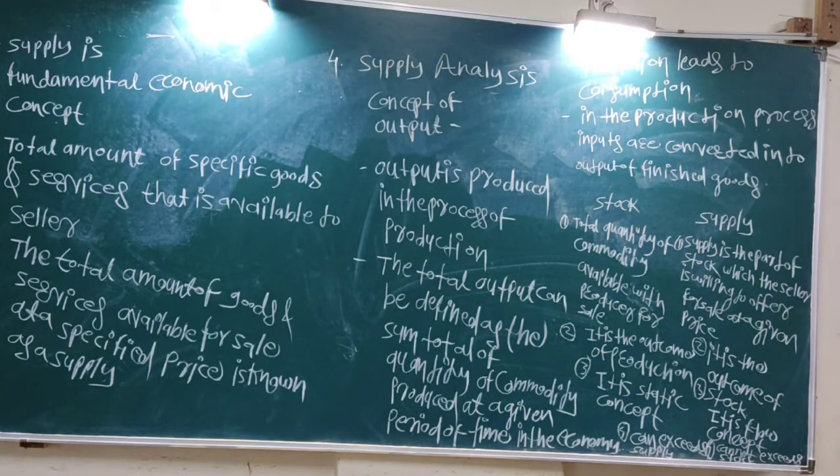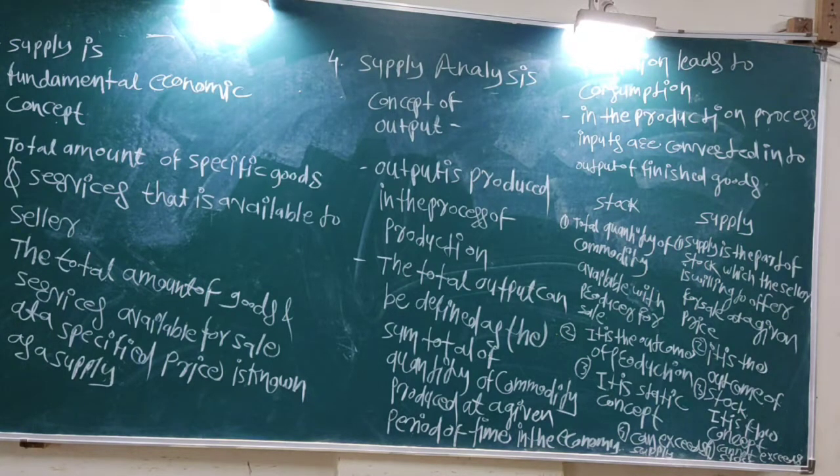So supply analysis shows the producer behavior. How a producer behaves, or how a producer sells various goods and services at different prices in a given period of time. That is supply. If there is a rise in the price or a fall in the price, what is the behavior of the supplier? All these things we study under this particular topic, that is supply analysis.